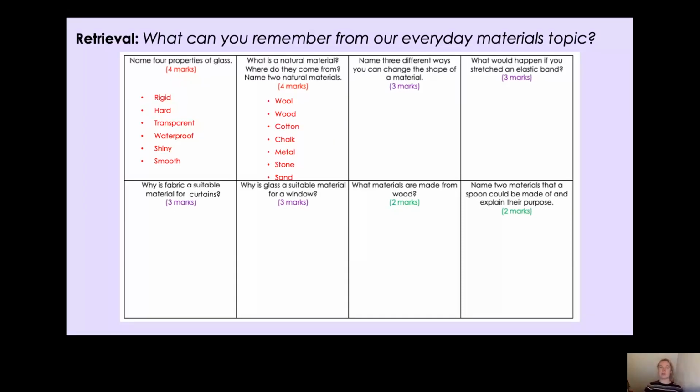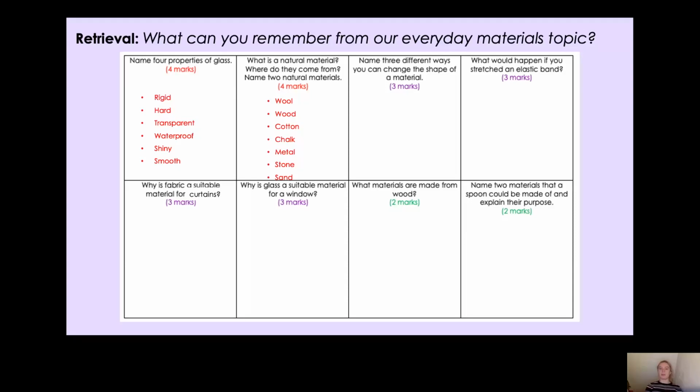So here you go, here's some natural materials. We've got wool, wood, cotton, chalk, metal, stone and sand. Okay, so if you've got 2 of those, tick them. But if you've thought of some more, that's excellent as well. And I will have a look at them when you send them to the office.